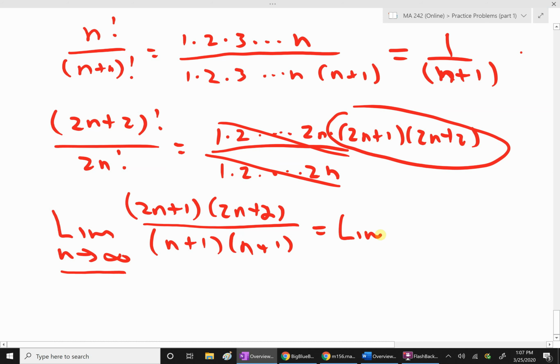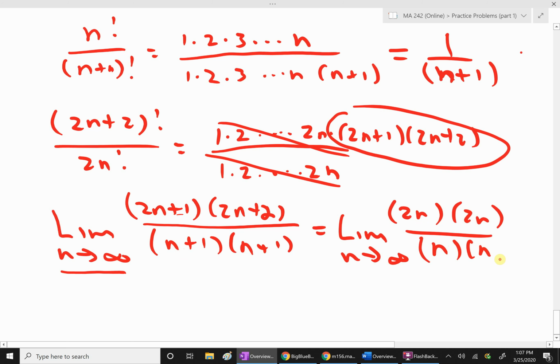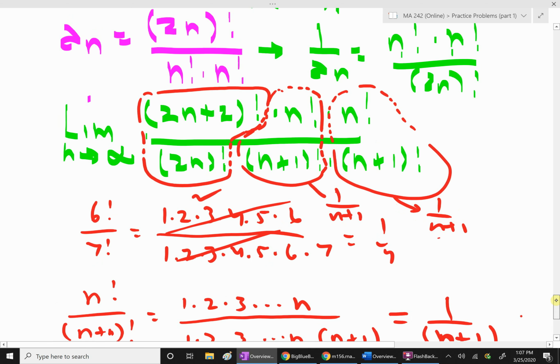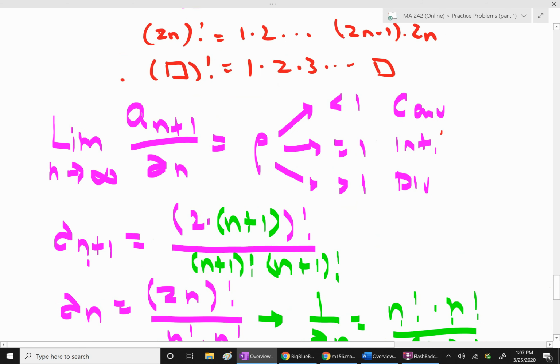So this is equal to the limit as n goes to infinity. Leading term in this quantity is 2n. Leading term in that quantity is 2n. Leading term in this quantity is n. Leading term in this quantity is n. And you get 4. We go through all that work and we find that rho is equal to 4. So what do we decide? Diverges.